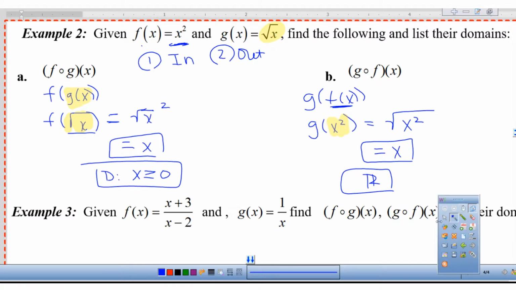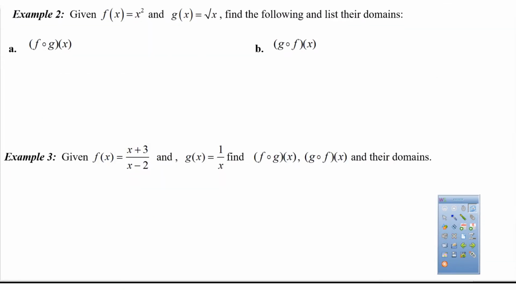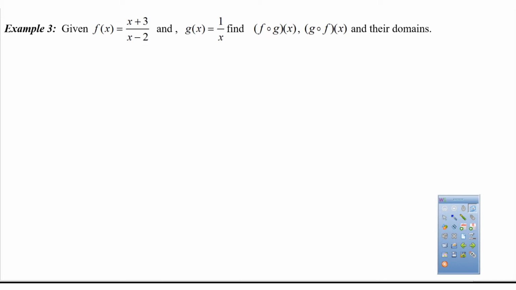Okay? Who says, I understand? Give me some feedback. Okay, great. Okay, let's go with question 3. Here's your f of x. Here's your g of x.